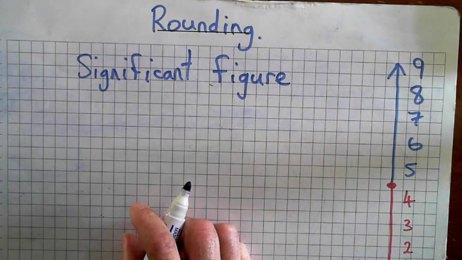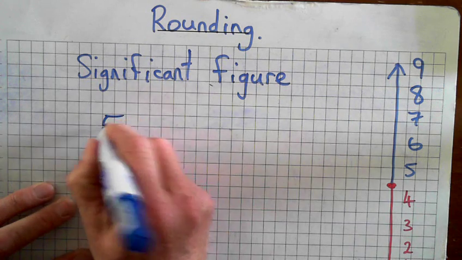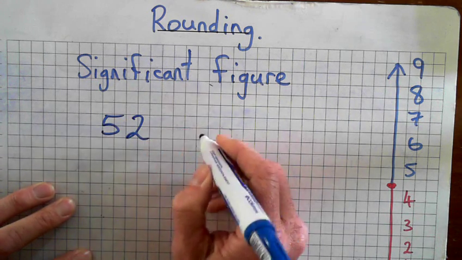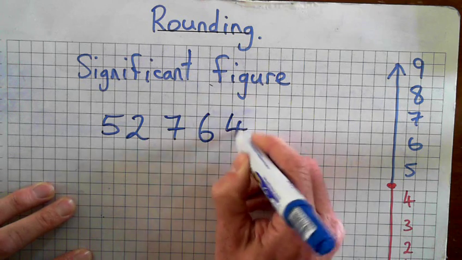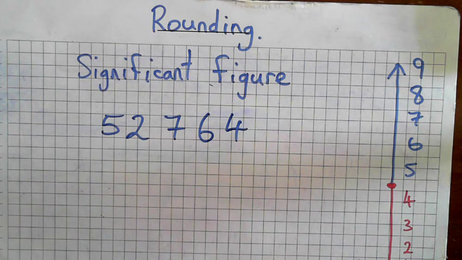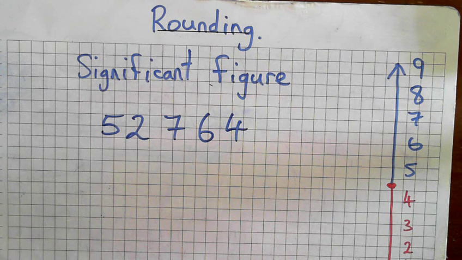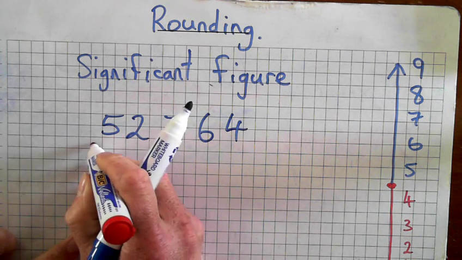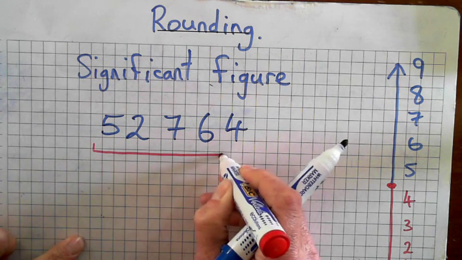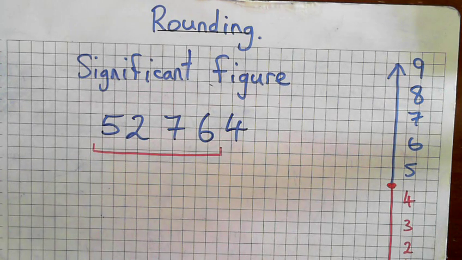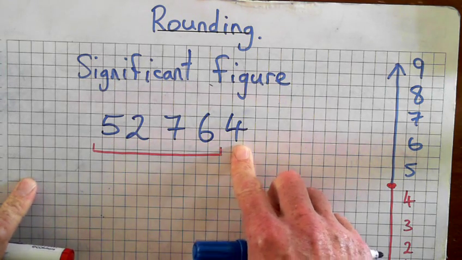Alright, so if we had the example from the book, the number 52,764. Right, first of all, I'm going to round to 4 significant figures. Now watch this carefully. 4 significant figures. That means I'm going to try and keep all of these numbers. This number will become 0.